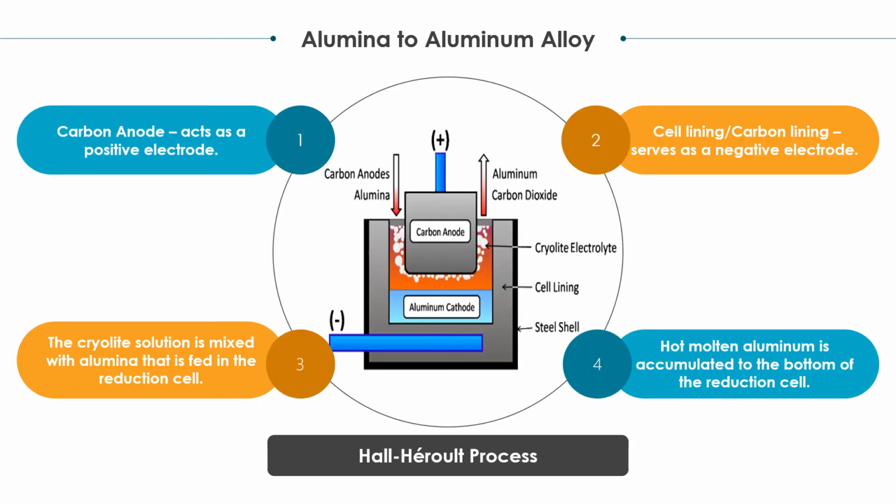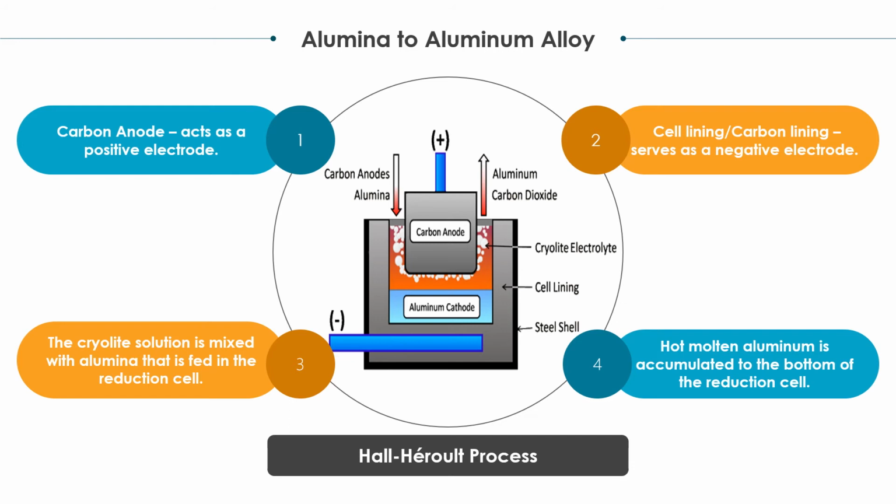So now we will discuss step by step the process happening inside the reduction cell. First, the carbon anode acts as the positive electrode, and then the carbon lining serves as the negative electrode. The cryolite solution is mixed with alumina that is fed into the reduction cell. As electricity passes through the solution, an electrolytic reaction happens.